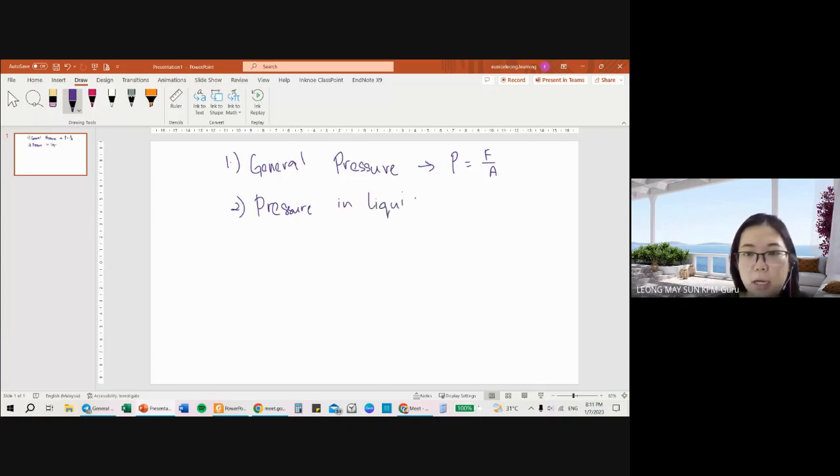And then after that, the formula for pressure in liquid is rho GH. All right, whereby H stands for depth.